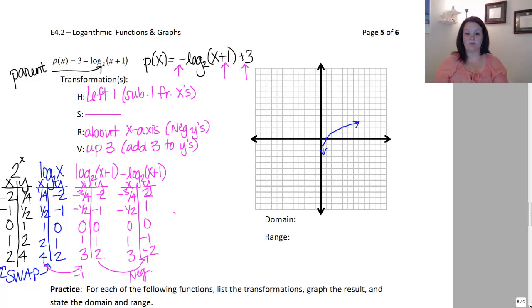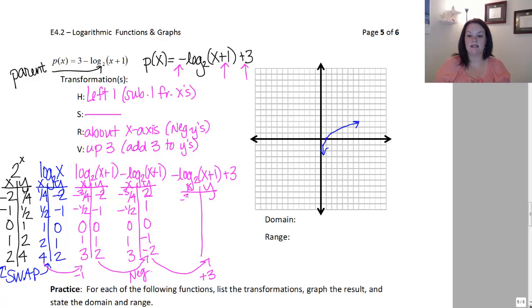And then the last transformation I need to do is move it up 3. So now my function looks like negative log base 2 of x plus 1, plus 3. And that's all of them. So whatever I get for this table, that's going to be what I graph. Okay, so I'm going to take my y's from the previous table and add 3. So my x's stay the same: negative 3/4, negative 1/2, 0, 1, and 3. When I add 3 to each of my y's, 2 plus 3 is 5, 1 plus 3 is 4, 0 plus 3 is 3, negative 1 plus 3 is 2, and negative 2 plus 3 is 1.